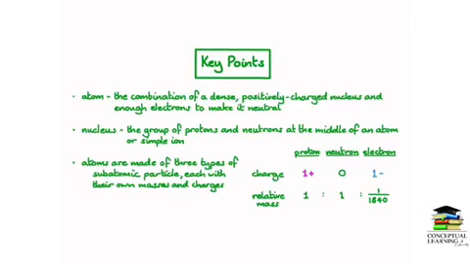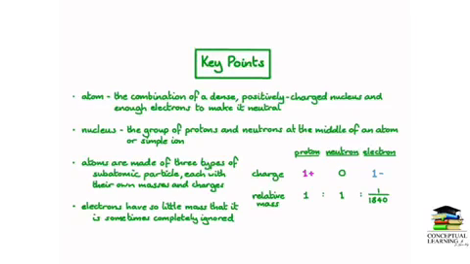Protons have a charge of 1 plus and a relative mass of 1. Neutrons have a charge of 0 and a relative mass of 1. And electrons have a charge of 1 minus and a relative mass of 1 over 1840 thereabouts. And lastly, electrons have so little mass compared to protons and neutrons that it is sometimes completely ignored.